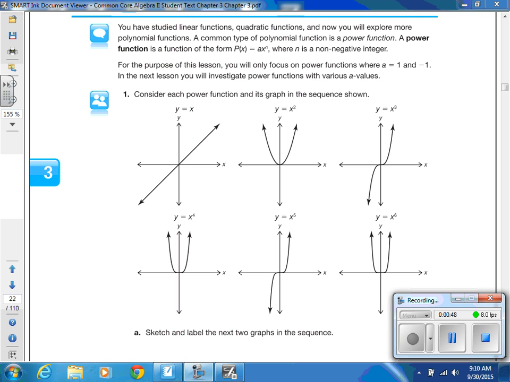1 is a straight line, right? This squared, cubed, 4th, 5th, 6th. What's happening there?